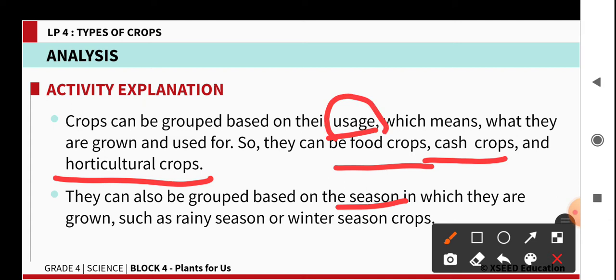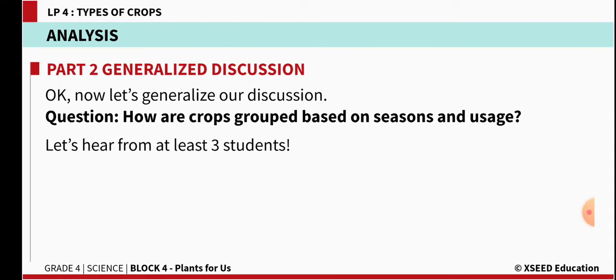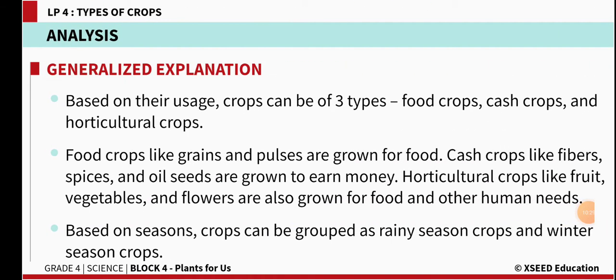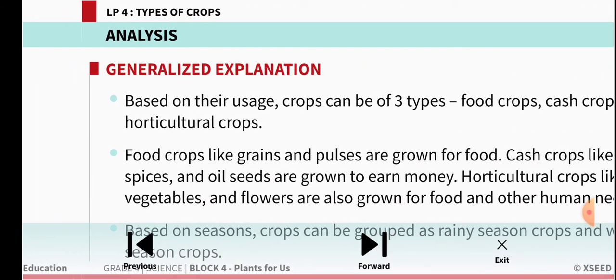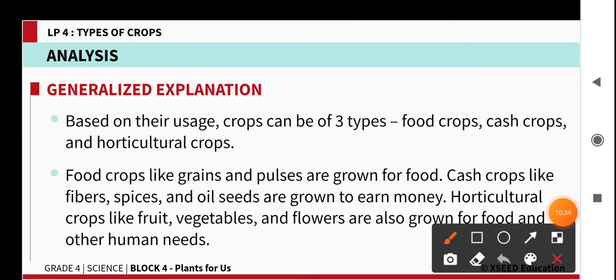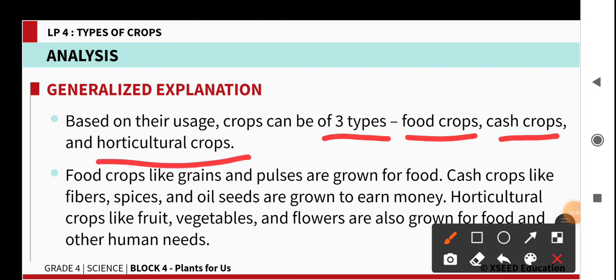So based on the usage, crops are grouped, and based on the season, crops are also grouped. When they grow in the rainy season, they are known as rainy season crops. When they grow in the winter season, they are known as winter season crops. Understood? Now we will see how crops are grouped based on season and usage. Based on the usage, there are three types of crops: food crops, cash crops and horticultural crops.